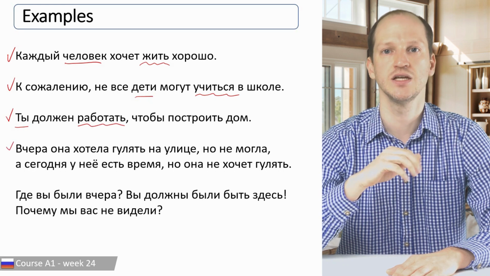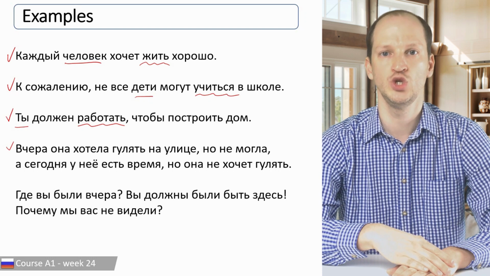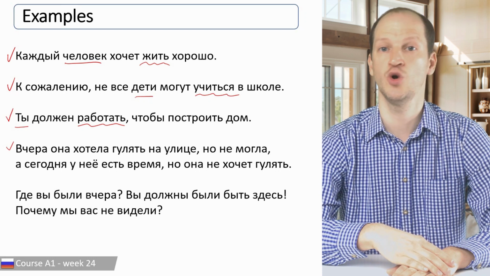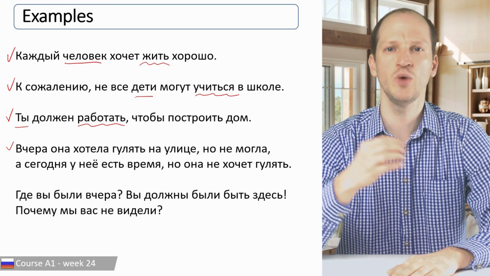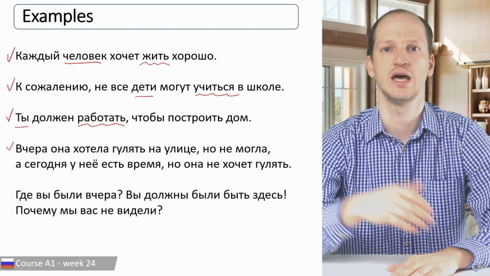Вчера она хотела гулять на улице, но не могла. А сегодня у нее есть время, но она не хочет гулять. Here we have some verbs in the past tense, and they are also in sync with the subject.